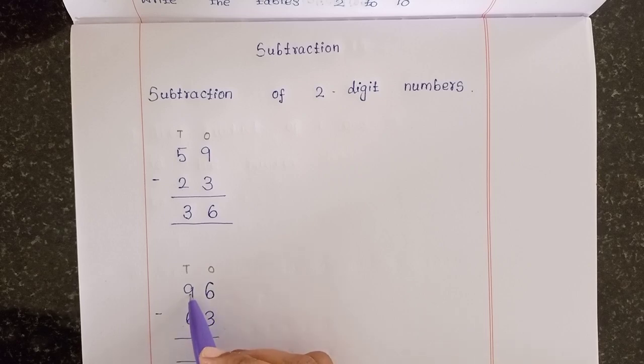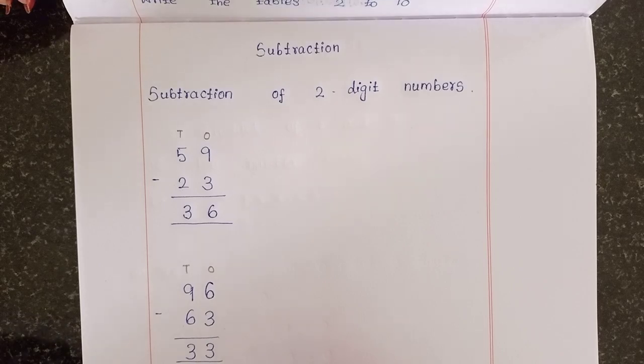Then all of you take 9 fingers. Subtract 6. 9 minus 6 is 3. Do you understand? Yes or no?